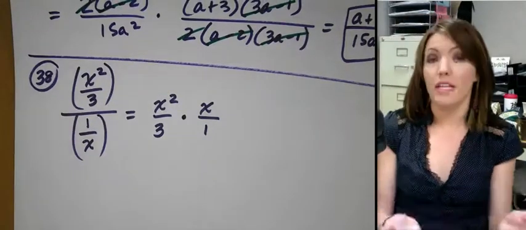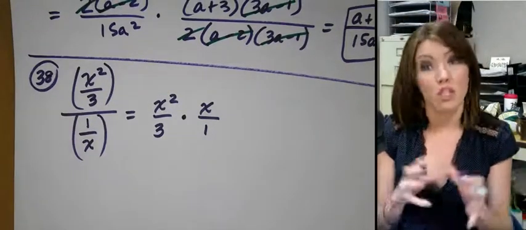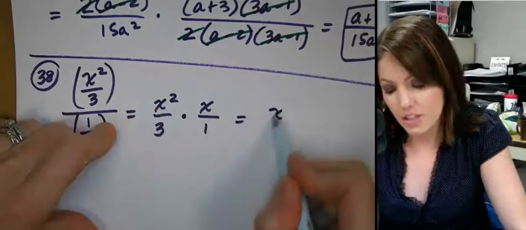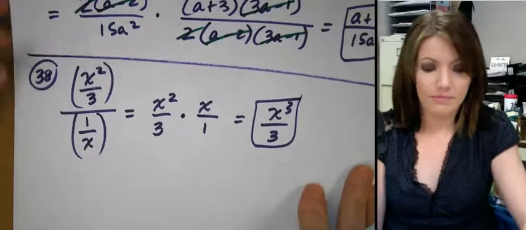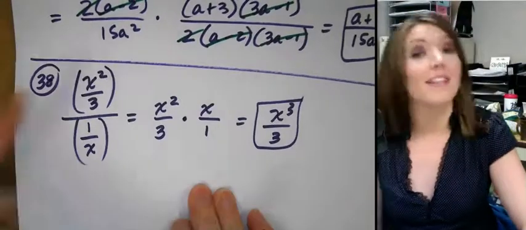Or, as we like to call it in Algebra 2, we smash them together. X squared times x is x cubed. 3 times 1 is 3. The end. That one was easy. And fun. Again, I'm not going to lie.